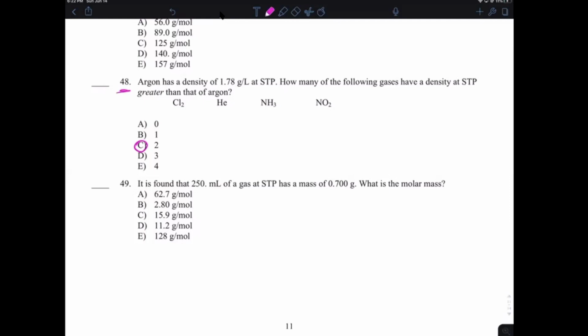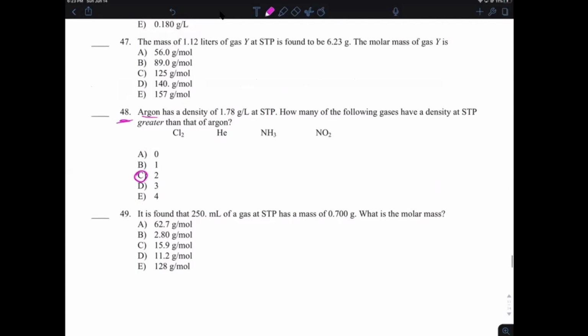And basically how you do this is you check how many of these have a molar mass that's heavier than argon. And then from there you can narrow down your answers. 37, sure.